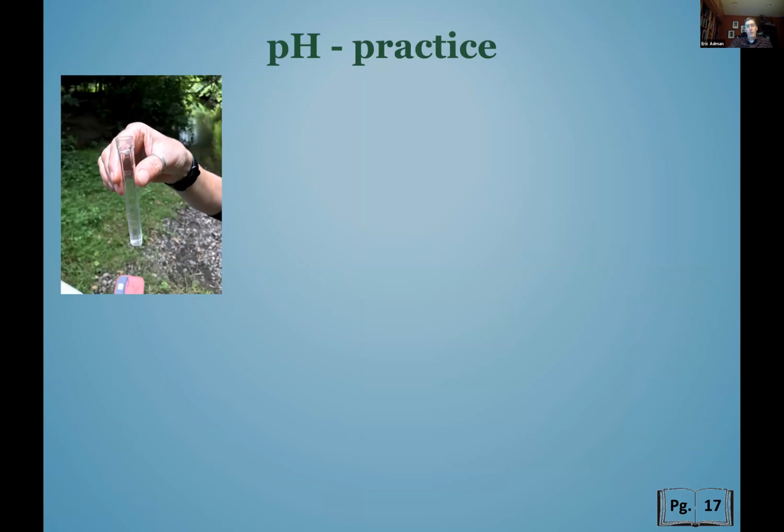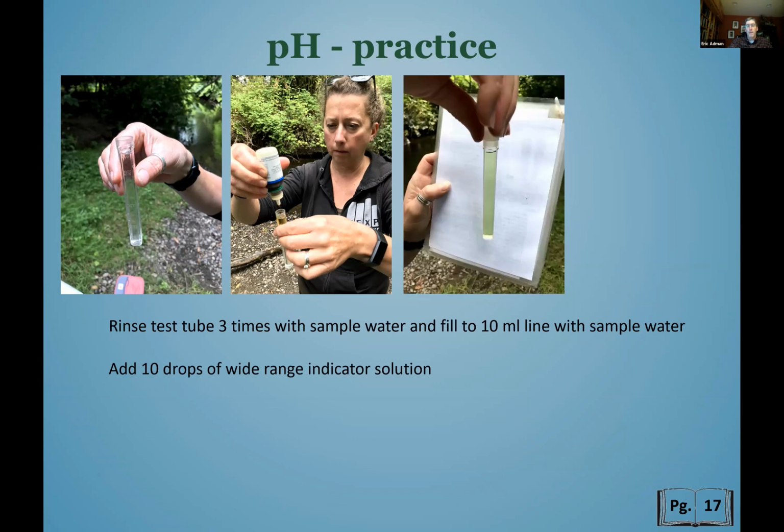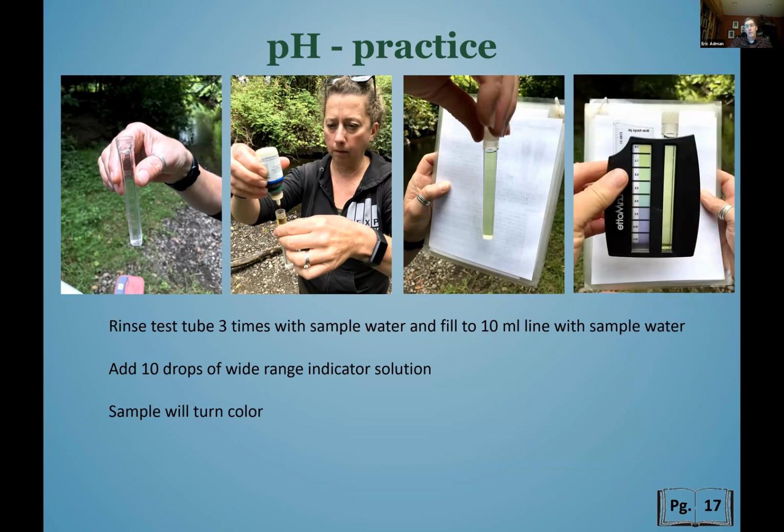To measure pH, we use one of the tubes in the Lamont kit. It's a tall, skinny tube. We're going to rinse that tube 3 times with sample water and then fill it to the 10 milliliter line, which is close to the top. Then we're going to add 10 drops of what's called wide range indicator. Then you put the lid on and turn it upside down a few times to mix it thoroughly. Make sure it's thoroughly mixed. Then you'll put it into a color comparator and try to find the closest color. So that's basically the steps of doing pH.